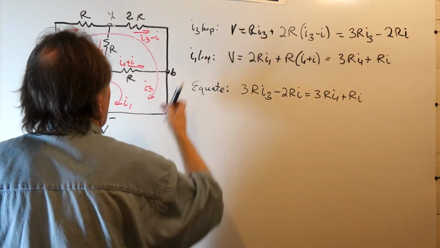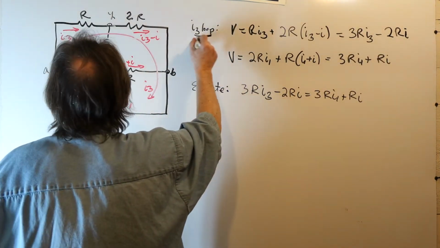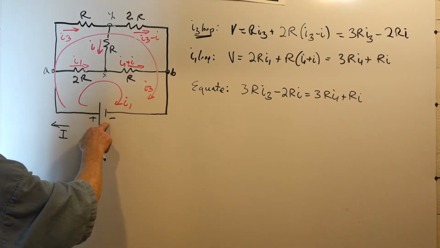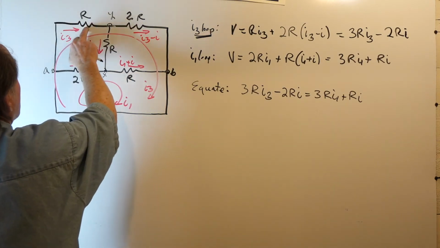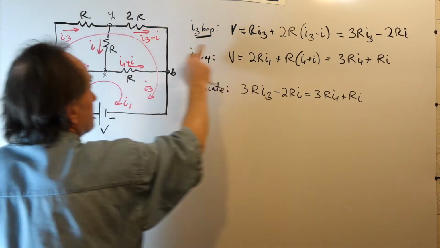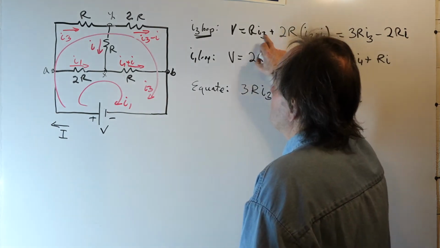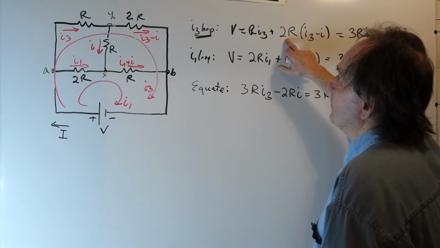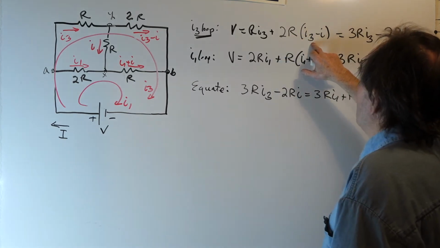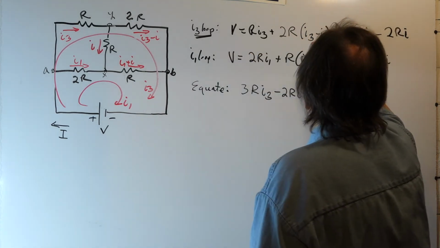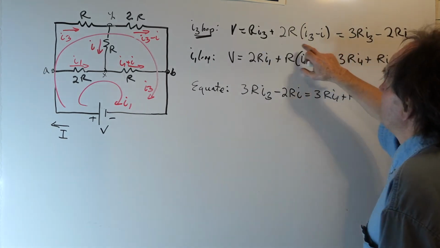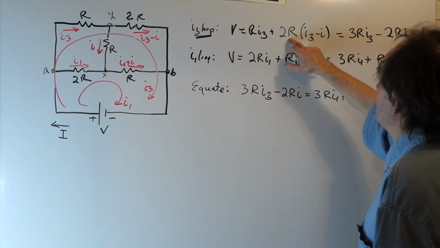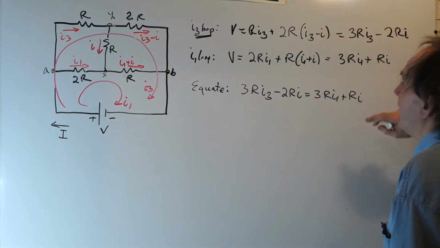I'm going to go in the I3 loop here, that's the outer loop, and write Kirchhoff's voltage law. V is equal to I3 is in this resistor, so R I3, plus the current in the 2R resistor times the resistance, 2R times I3 minus I, for its voltage. And combining like terms, we have R I3 plus 2R I3, so that's 3R I3, and then minus 2R I.